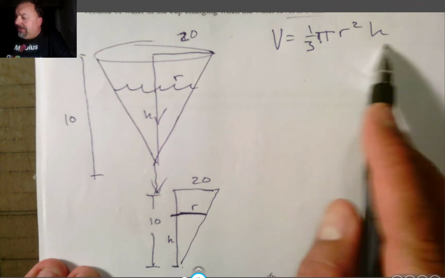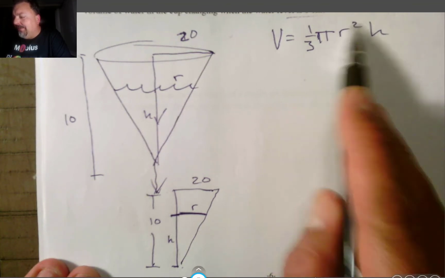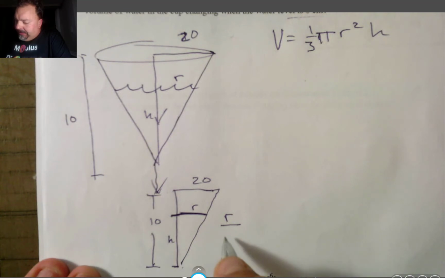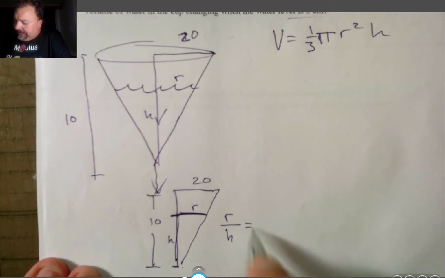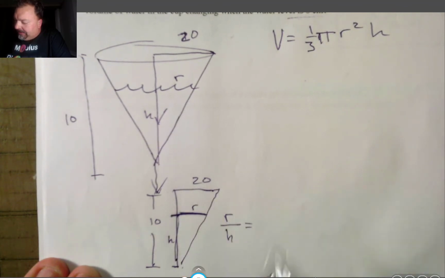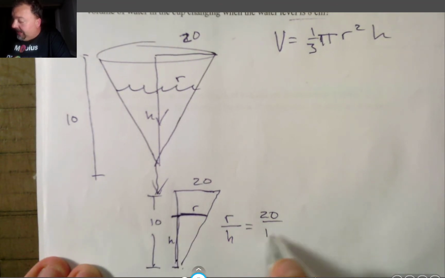Now, in this formula, I don't need to know anything about the radius. So I'd like to get rid of the radius. And so to do that, I want to solve for the radius. So I'm going to set up a proportion. I've got this side of the triangle over h is equal to, well, this r here corresponds to this length of the triangle at the top, which is 20. And then this is the height of the little triangle, and the height of the big triangle is 10.